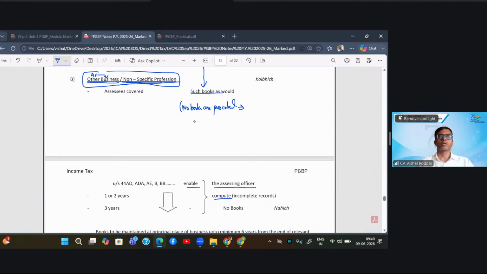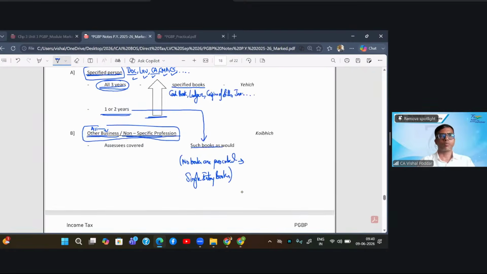In other words, if you remember in accounts, we have something called single entry. So you can maintain single entry books because they are sufficient to help the assessing officer compute your income, but they have not specified exactly what books. So I've used the word incomplete record. This is the name given for your single entry chapter.